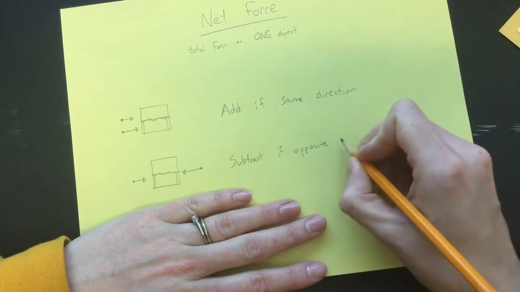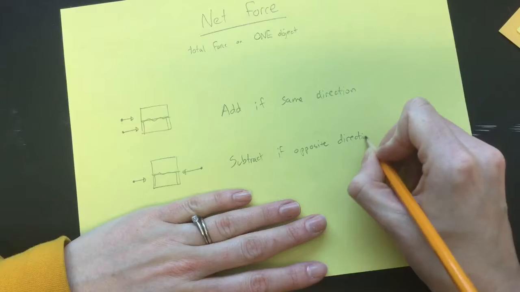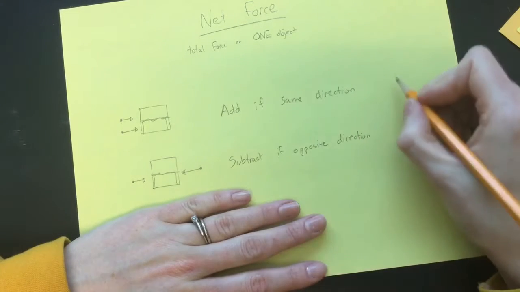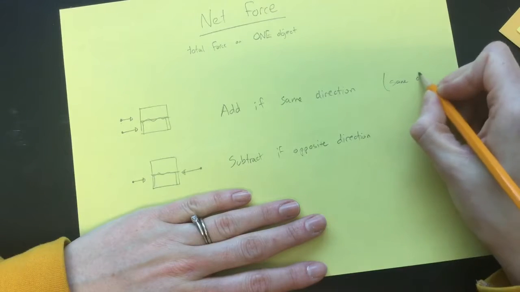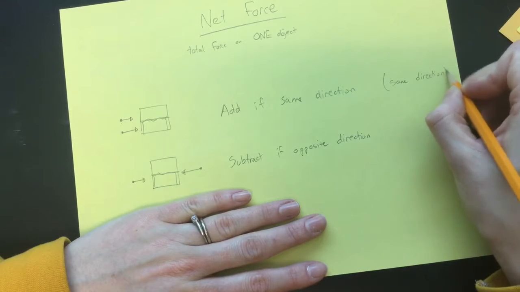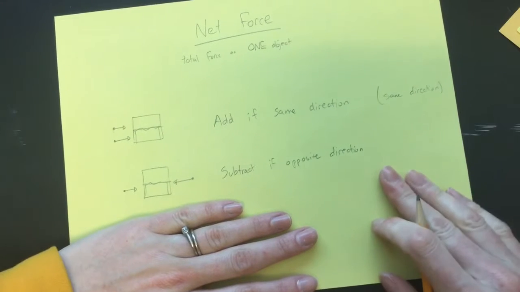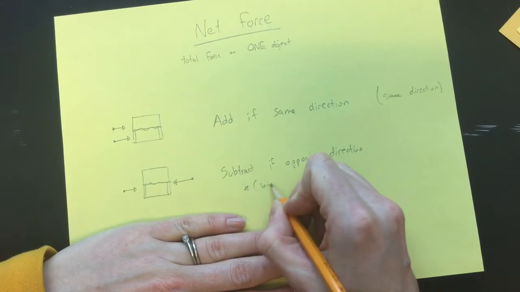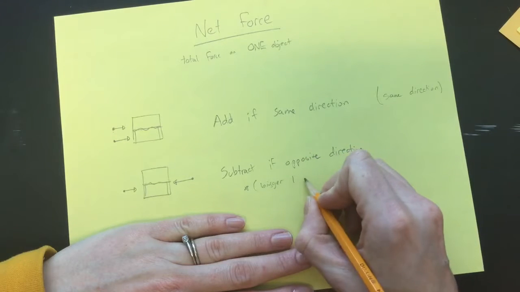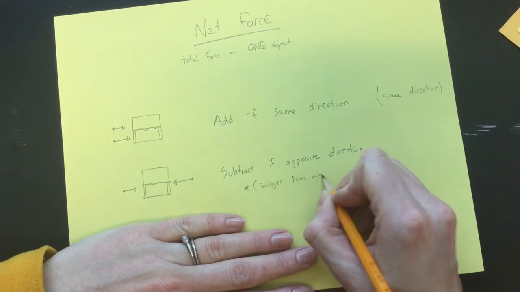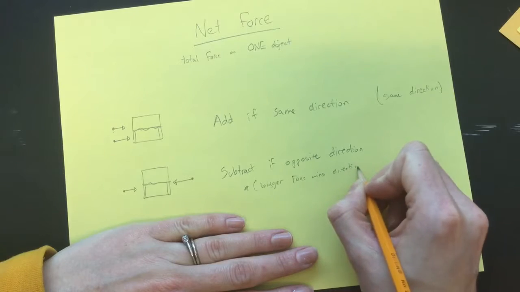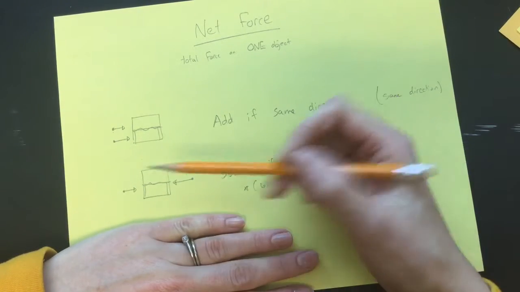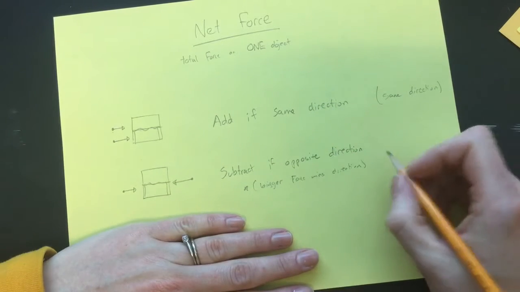Now, one thing that we also have to do is specify the direction of the net force. When the forces are in the same direction, then the direction of the net force is going to be that same direction also. But if they're in opposite directions, the bigger one wins. The bigger force wins the direction, okay? So in our picture here, this force on the right is a bigger force and it's pointing to the left, so our net force would be to the left, okay?